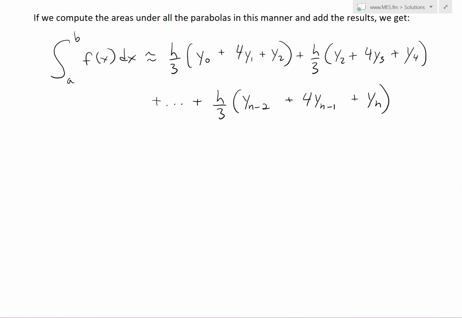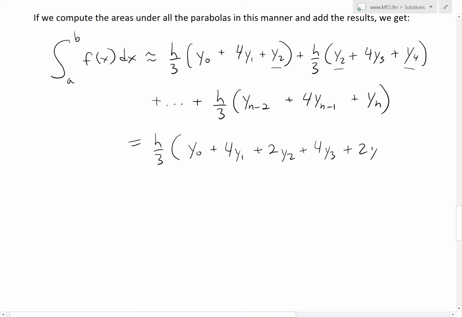And now if we simplify this further, this equals 2, taking out the h over 3's. So take it out, and now we just add up everything. So we have y0 plus 4y1, and now the y2 occurs twice, so we have plus 2y2. And then plus 4y3, etc. And again, this y4 occurs twice, because the next one is going to have a y4, so that's going to be 2y4, and then we're going to keep going on and on.